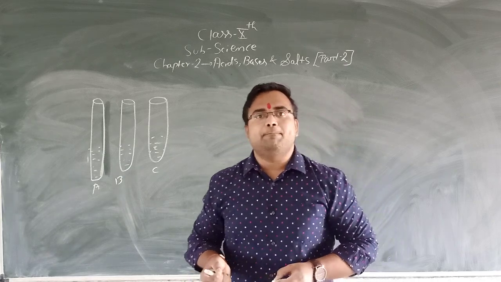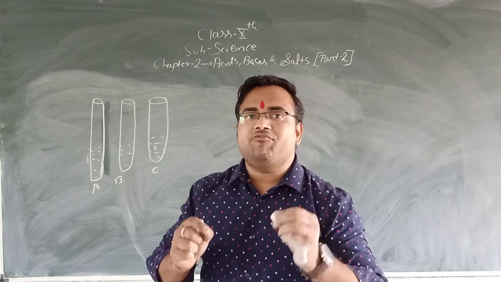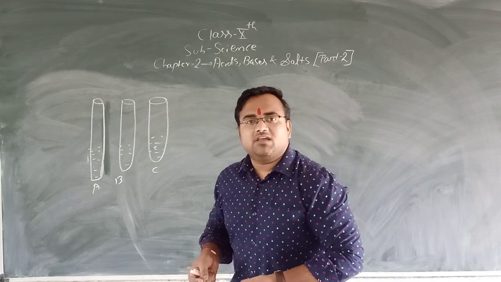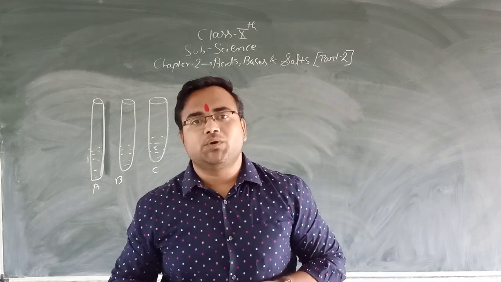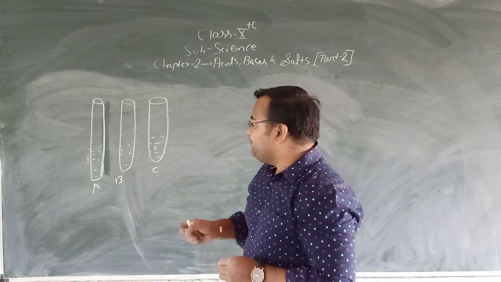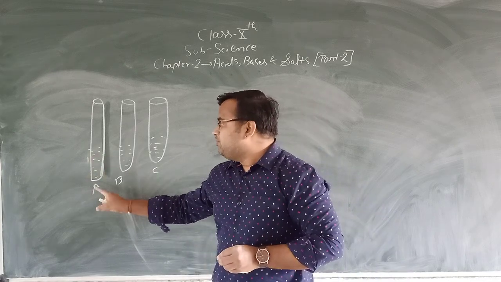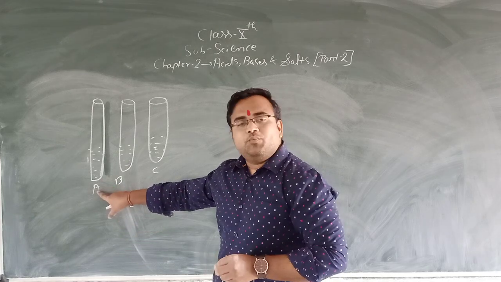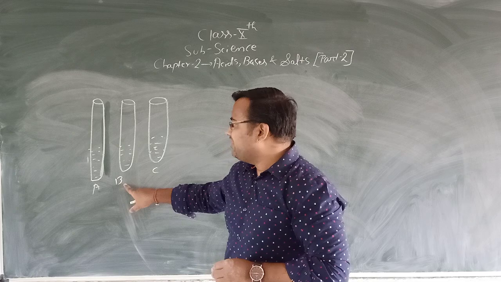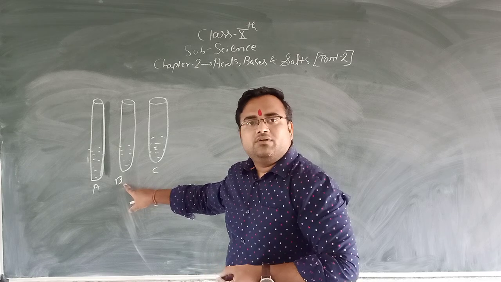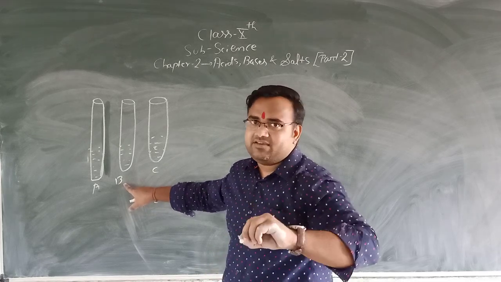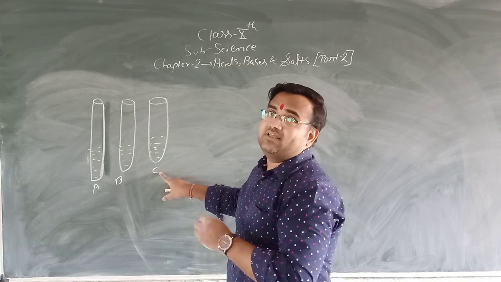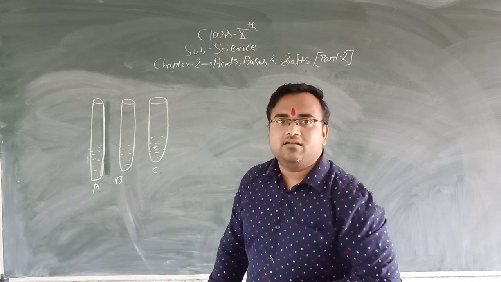So the answer is by pH paper. By finding out the pH of all the three solutions, we can come to know whether the given solutions are acidic, basic, or neutral in nature. Clear? So for example, if test tube A has a pH of 7, then the solution will be neutral. If the pH of solution B is less than 7, it will be acidic in nature, and if the pH of solution C is more than 7, it will be basic in nature.